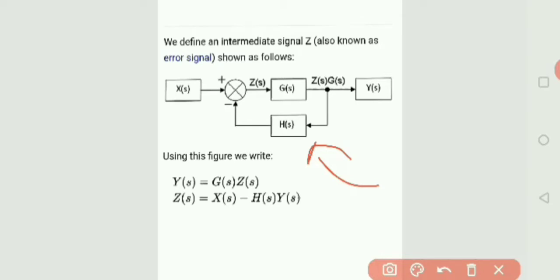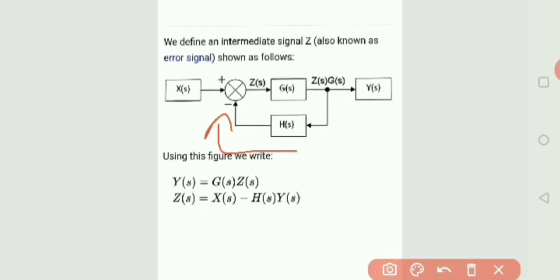Everything I consider in terms of the frequency domain. You can see the input signal, output signal, gain, and this is the transfer function for the forward path, and Z(s) is the error signal. All these signals we consider in the frequency domain. In this case, this is a negative feedback system.